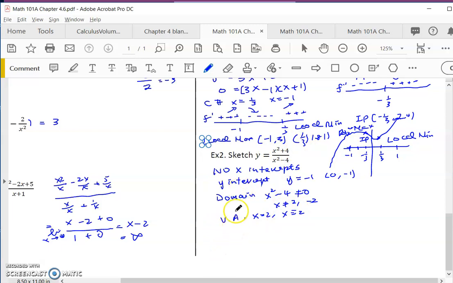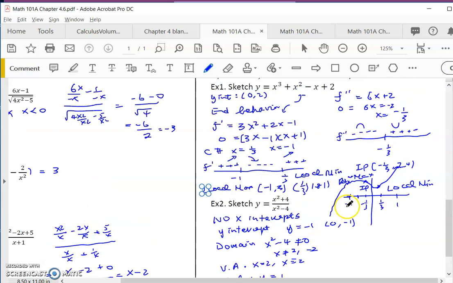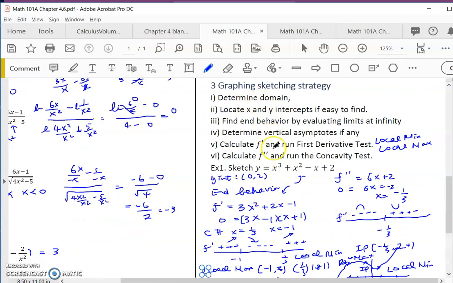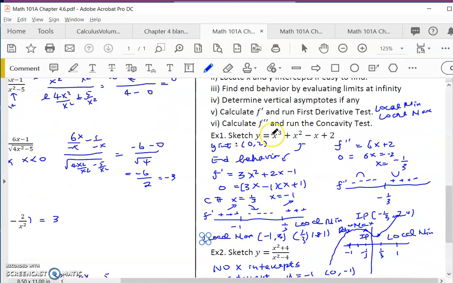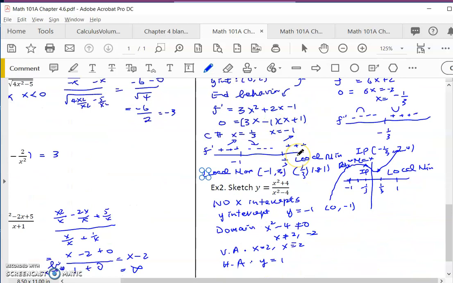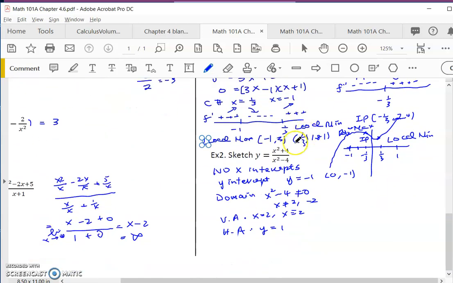And so what about end behavior? End behavior gives the horizontal asymptote, and we would just do the limit. The degrees are the same, and the coefficients are 1 and 1, so y equals 1x squared over 1x squared, which is 1. So y equals 1 is the horizontal asymptote. So you look at the strategy, we have covered all these. The rest is the first derivative and second derivative. No, not second derivative, the concavity test.